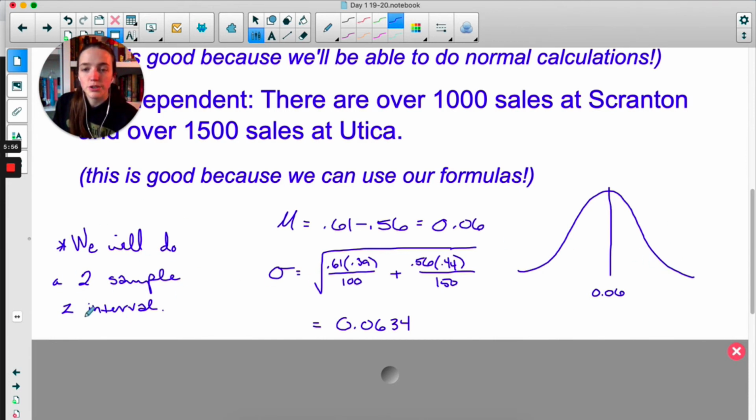We are going to do a 2-sample z interval, and this is key. Now that we're getting into 2 populations, or 2 samples, we do need to clarify what kind of interval we're going to make. So we're going to make a 2-sample z interval, not a 1-sample z interval, not a 1-sample t interval, or 2-sample t interval. This is a 2-sample z interval.